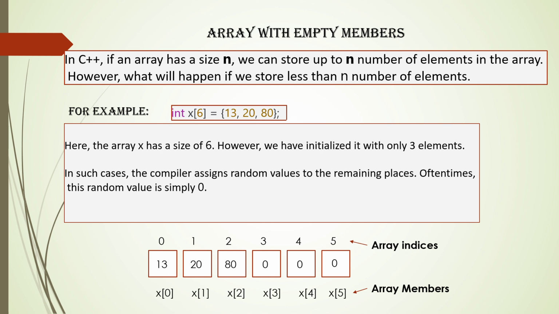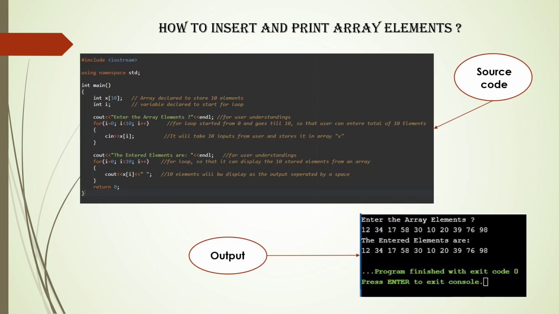Till here, we have only learned to assign a value to the array. Now, how can we insert a particular value into the array, that is, how can the user enter a value of his own choice? Here is a simple program which shows how to insert and print the array elements. Let us consider the source code. In this program I have declared the array named x of int data type which can store 10 elements, then another variable i of int data type, and then I have printed the message "enter the array elements". This is for user understanding.